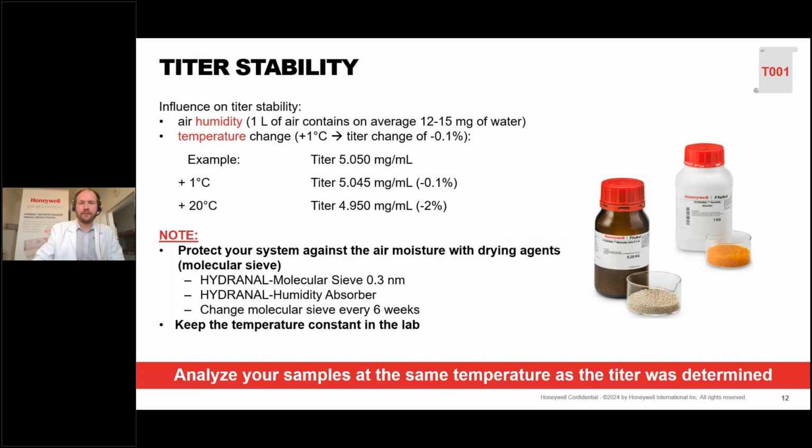Which other external parameters have an influence on the titer stability? Of course, the air humidity plays a dominant role for the titer stability. You have to imagine that only 1 liter of air contains on average 12 to 15 milligram of water, and therefore the reagents need to be protected against external humidity by using drying agents like molecular sieves in the drying tubes.